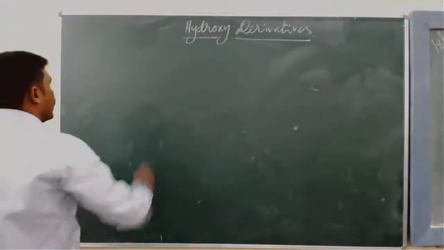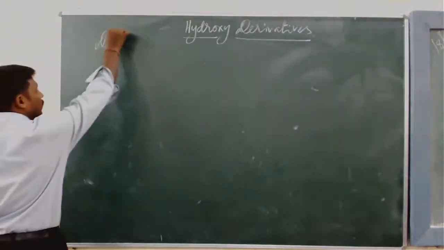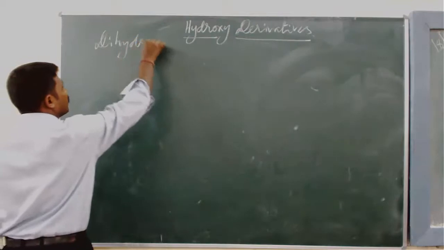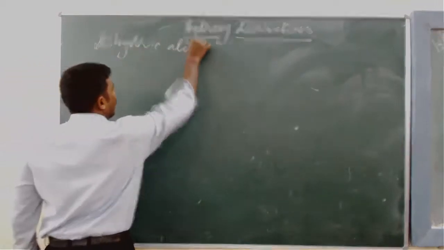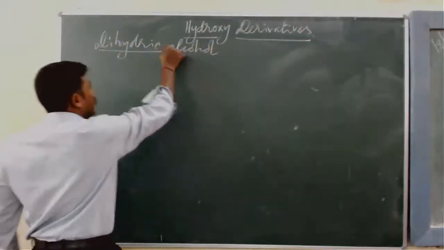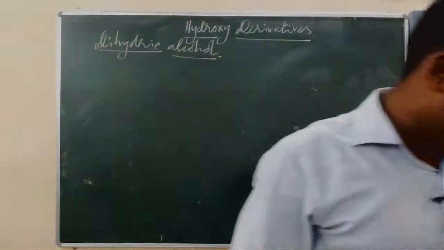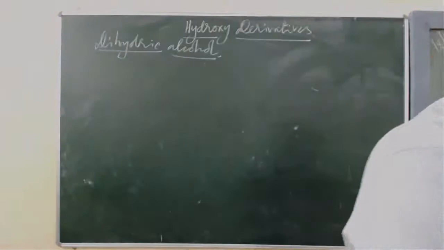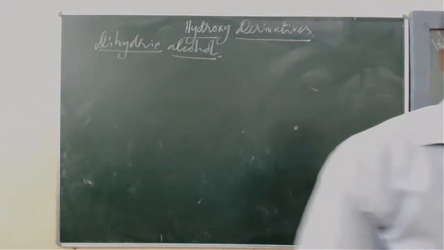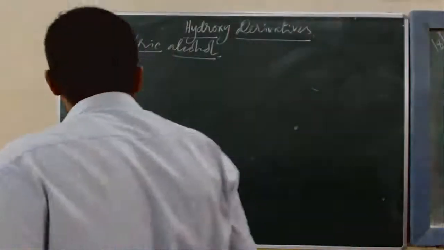So we are in dihydric alcohol, isn't it? Dihydric alcohol means compounds have two OH groups. How many OH groups? Two OH groups. Example is ethylene glycol.